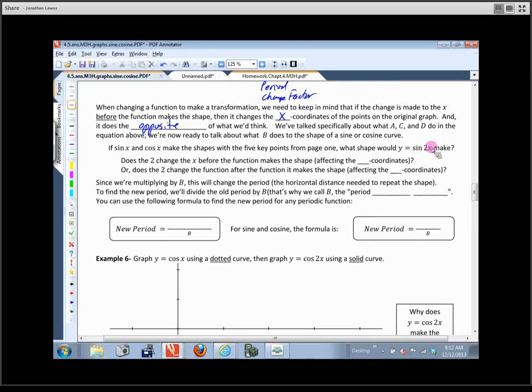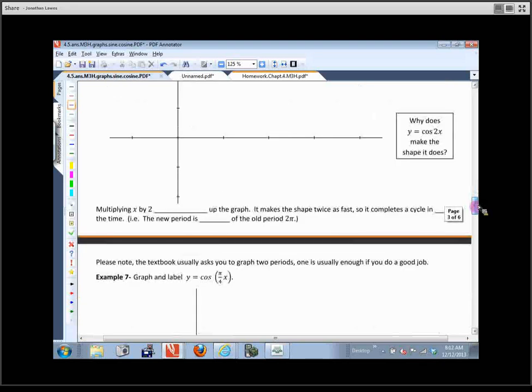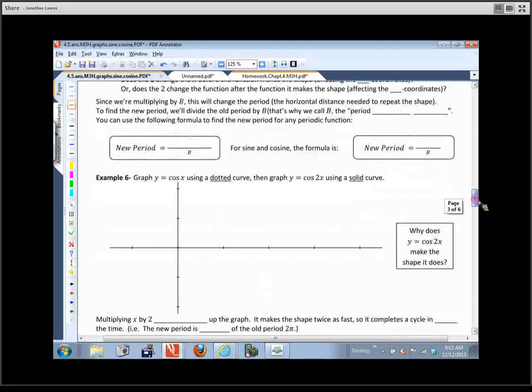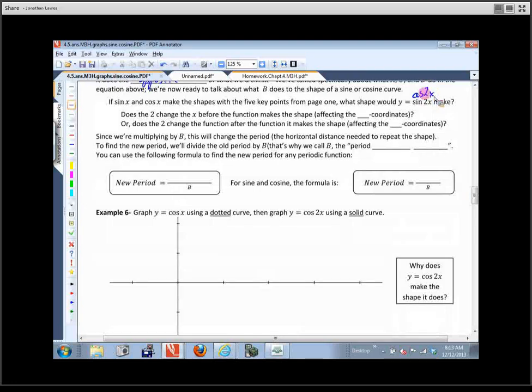figure out, well, what would happen if I did this? And I'm actually going to change this. Just notice that in my notes. We're going to change that to cosine of 2x. So instead of sine 2x, we're going to do cosine of 2x.